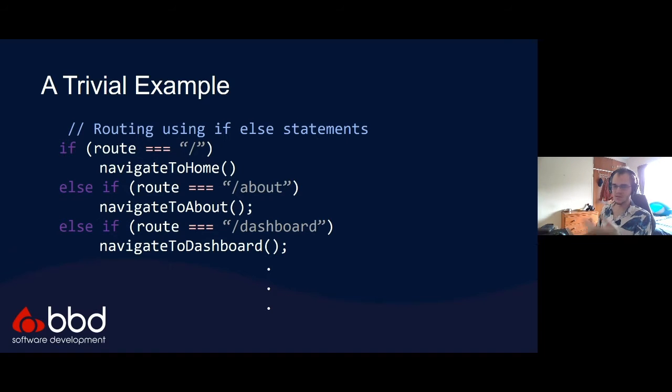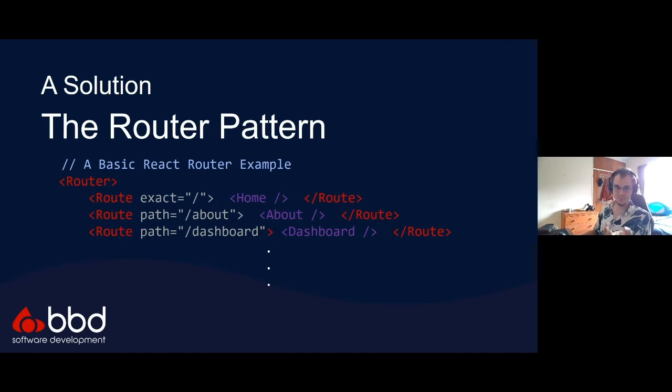An example of a router that handles this is the React router. In the React router, you handle it by having a router tag with route elements inside of it, and this will manage how you navigate between the different routes.